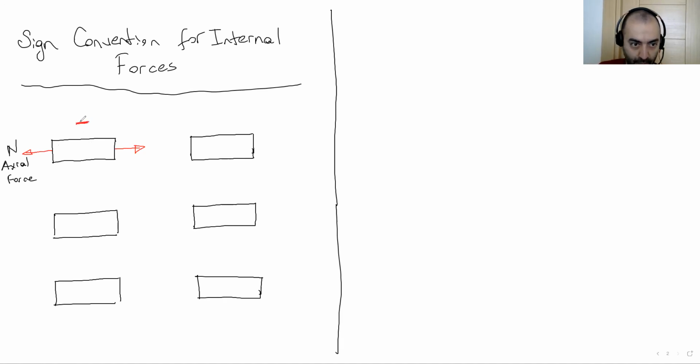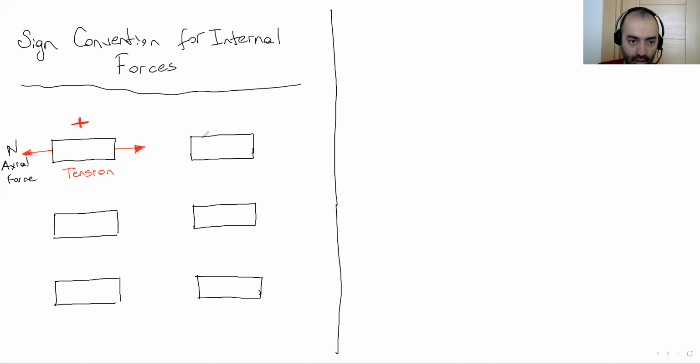This sign is positive. We call this tension. The logic is basic. If you apply a tension load to a member, you apply a force out of your member. These arrows show us the direction. So they all go out from the structural member. That's why this is tension.